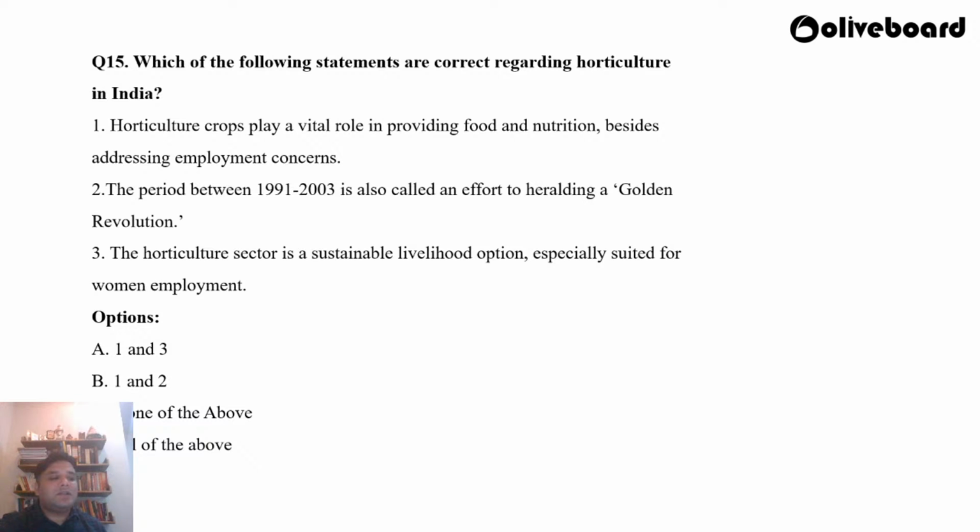the above. What do you think is the correct answer? I'll wait for another 10 seconds for you to give the correct answer. What do you think is the correct answer, boys and girls?